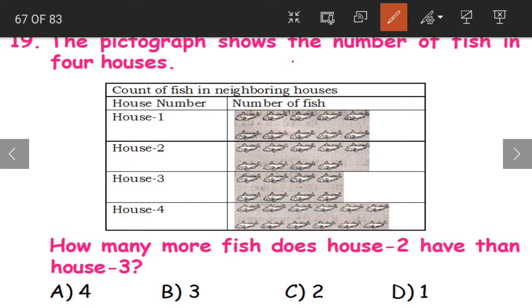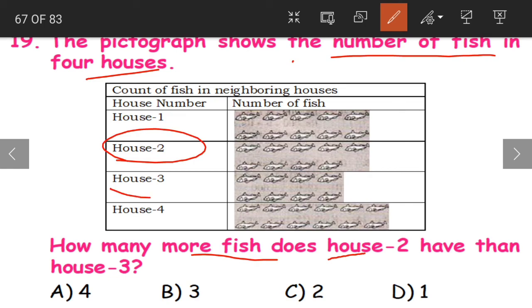Coming to question 19 and the last question for today, children. The pictograph shows the number of fish in 4 houses. How many more fish does house 2 have than house 3? So we have to compare house 2 and house 3.